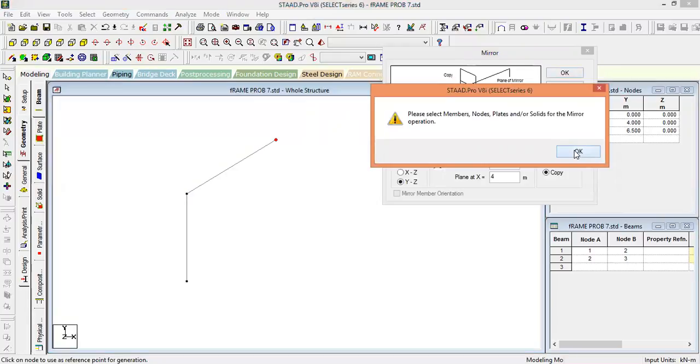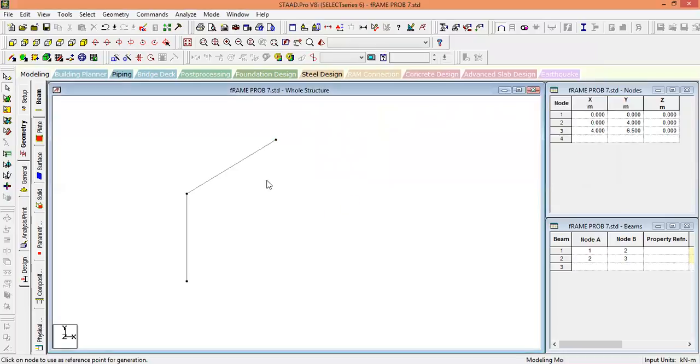Okay, it is asking to select the members, and I have not selected the members. So I will select the members first. Control, yeah, you can select this member. To choose another member, you can press control and then drag this. So both are highlighted or selected.